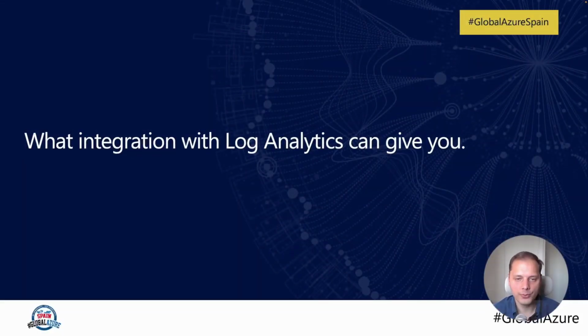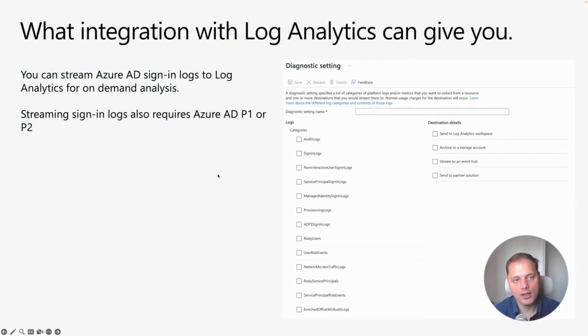So moving on, what can we do if we integrate conditional access policies with a Log Analytics Workspace? Obviously, we can stream Azure AD logs somewhere. In our case, we're talking about streaming Azure AD logs into a Log Analytics Workspace for on-demand analysis. Bear in mind that streaming also requires Azure AD P1 or P2. I mentioned that conditional access policy requires the same type of licenses, but even if you don't have conditional access policies and you want to stream sign-in logs somewhere, you still have to have a P1 or P2 license anyway.